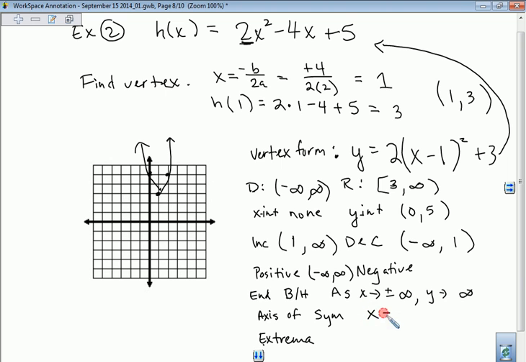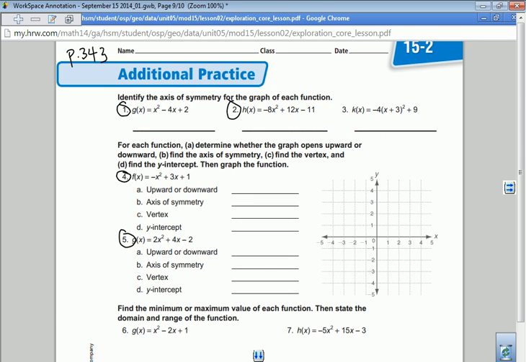The axis of symmetry is x equals 1, and we have an extrema at the point (1, 1). The extrema is our vertex. And in this case, our extrema, I said (1, 1), but I meant (1, 3). And in this case, it's an absolute min. We have a minimum at the point (1, 3). Or you could say the function has a minimum value of 3. Is the vertex always the extreme? Yes, it is. For every quadratic, it certainly is.